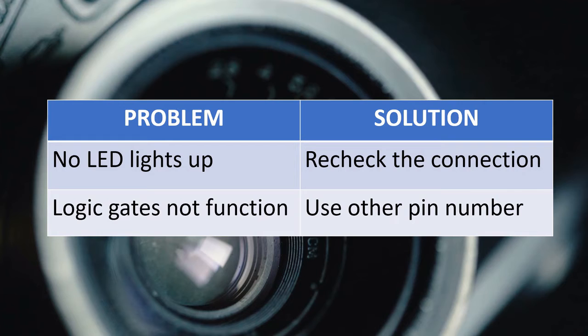The first problem we face is no LED lights up after completing the connections. To solve this problem, we recheck the connections to make sure all connections are valid and all components are functioning. The second problem is that one of the logic gates is not functioning. What we do is we use the other pin numbers of the same integrated circuit as the inputs and output.